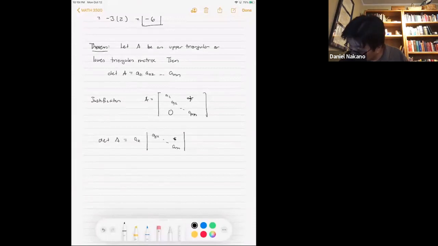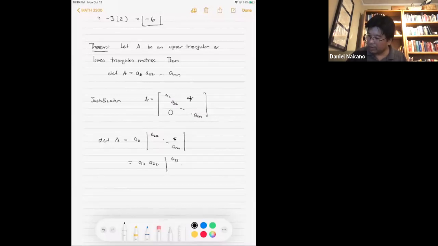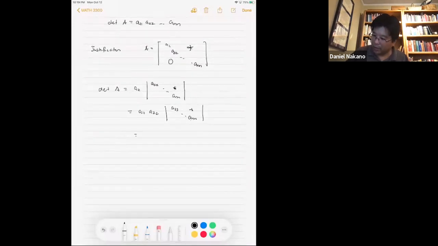This is a 2-2, by the way. Let me rewrite this. I don't want to get too sloppy about this. So let me rewrite this just to make sure it's clear. Okay. So this is an A22, ANN, and this is an A22, so forth and so on. Okay, so then what you do is you repeat the process. So it's A11, A22, and the matrix is A33, ANN, star, and then you just keep going, and then finally you get A11, A22, up to ANN.